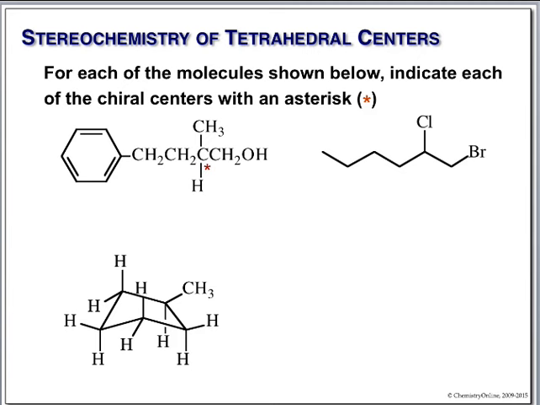Over here, we have a tail of CH2, CH3s. This guy has hydrogen, chlorine, this thing, and the CH2Br. Two hydrogens here. This is our only chiral center. But shouldn't it be like four things attached to it? There are. Hydrogen, chlorine, CH2Br, and that. Four different things.